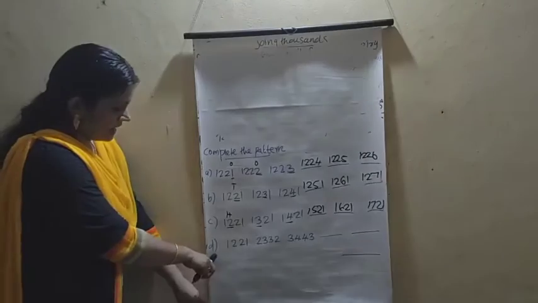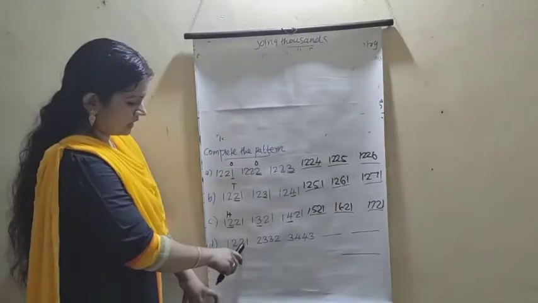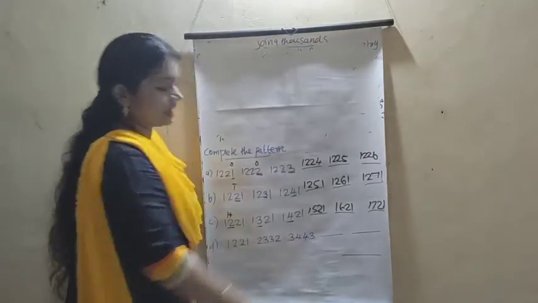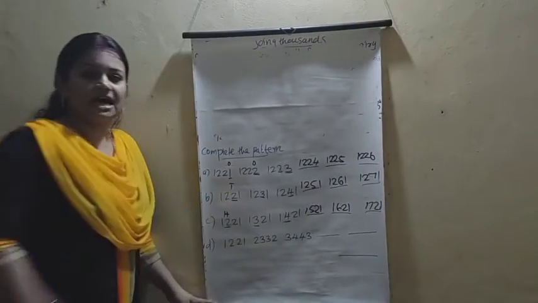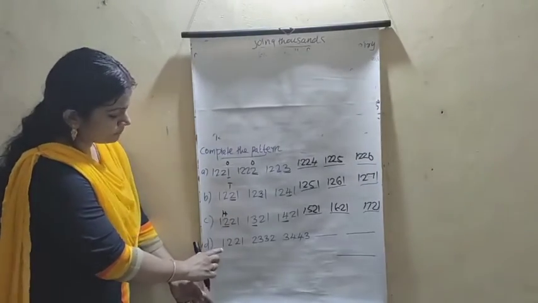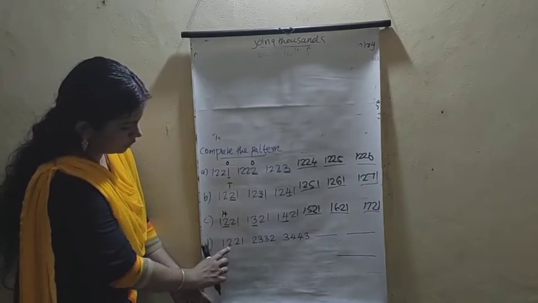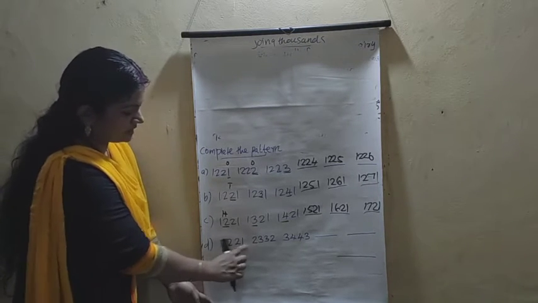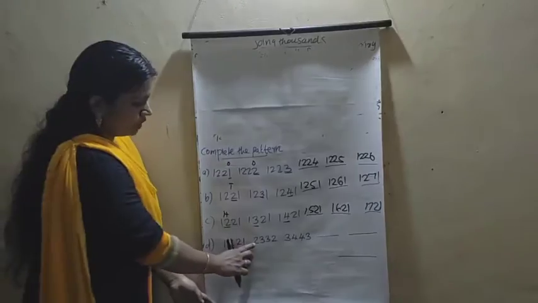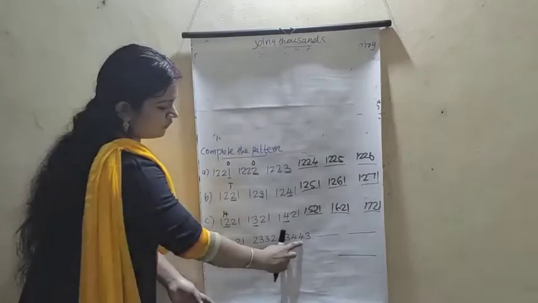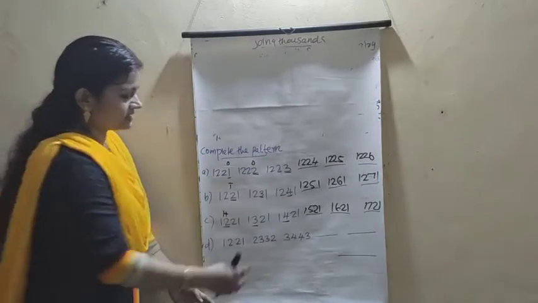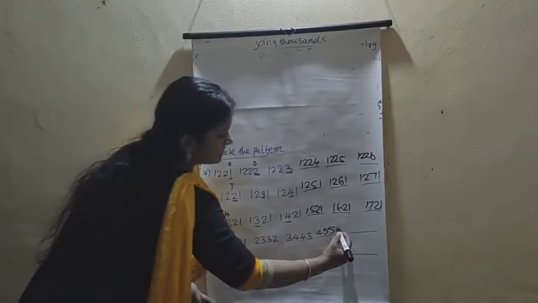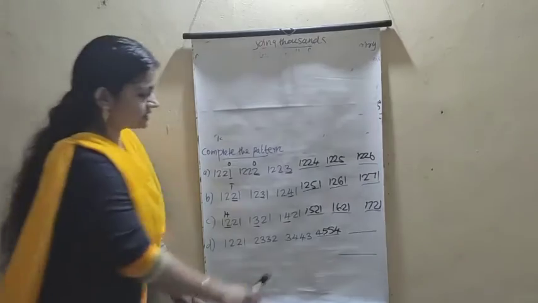Okay, children. Then the D question. 1221, 2332, 3443. Which places are changed? You look here. 1221: 1 changes to 2, 2 changes to 3, and so on. 1 changing to 2, 2 changing to 3, 3 changing to 4. Then what is the next? 3 changing to 4, 4 changing to 5.